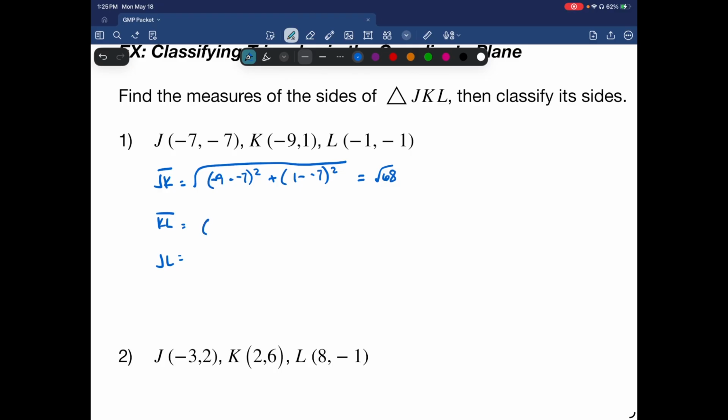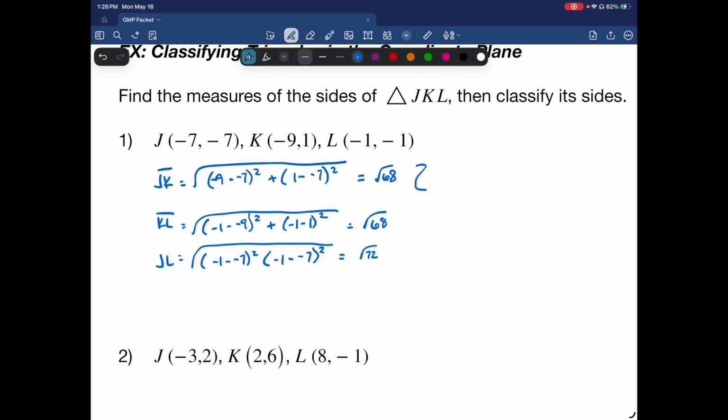The second one we have is -1 minus -9 squared plus -1 minus 1 squared. Again, if we use our calculator, we get the square root of 68. So two sides are the same so far, so it's at least an isosceles. Let's see if we find a third one that's the same. We have -1 minus -7 squared, -1 minus -7 squared. If we do that one, we get the square root of 72. So two sides are the same, which means this triangle is an isosceles triangle.